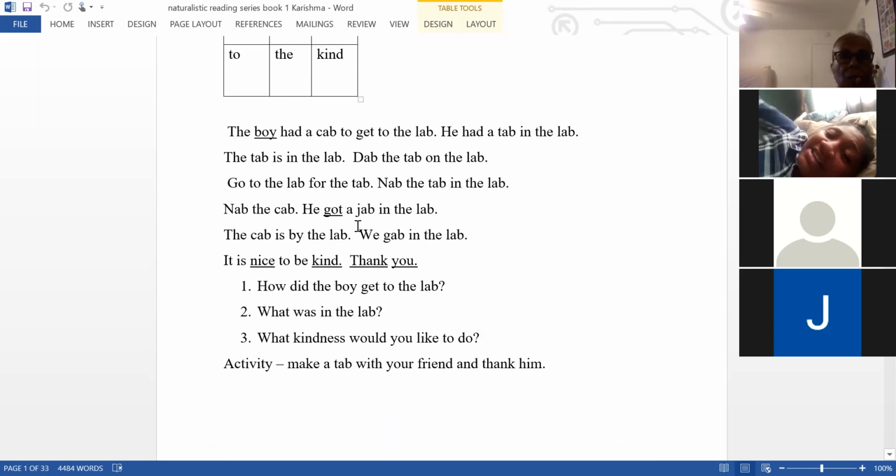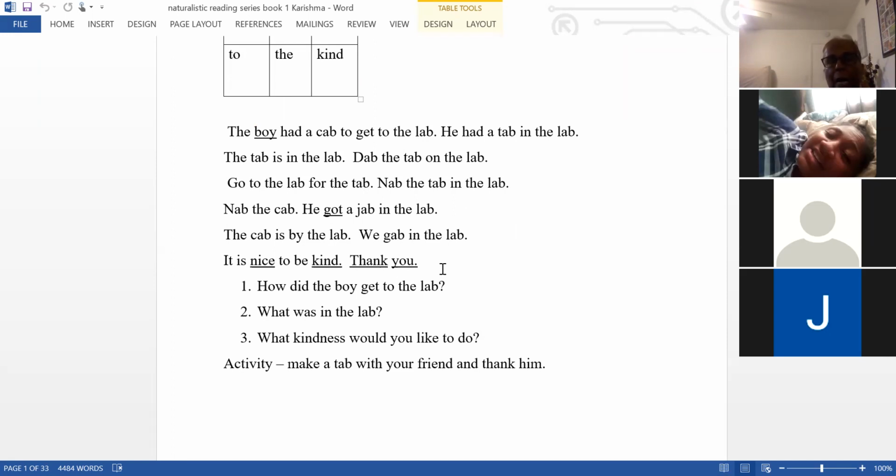They read the passage, and if you notice, it's mainly 3-letter words, and then we have nice, kind, and thank you. Now, why did I write here, it is nice to be kind, thank you? We want to teach children good manners. I am in what is called the Sathya Sai Institute of Education, West Indies, and we control the West Indies, the countries in the West Indies that follow and work with us to improve human values. It's called Education in Human Values.